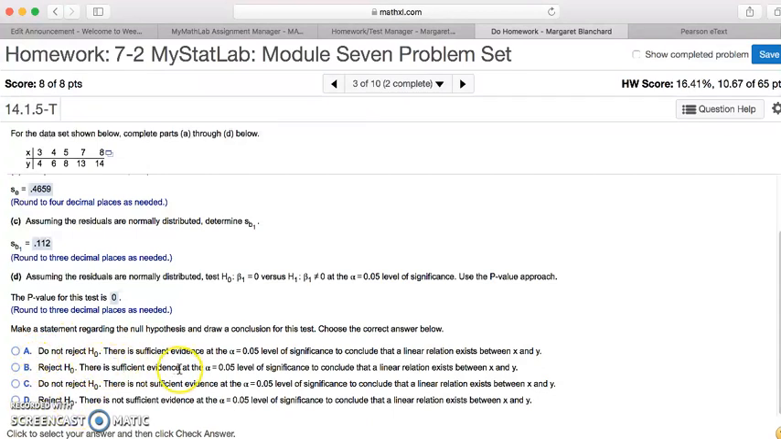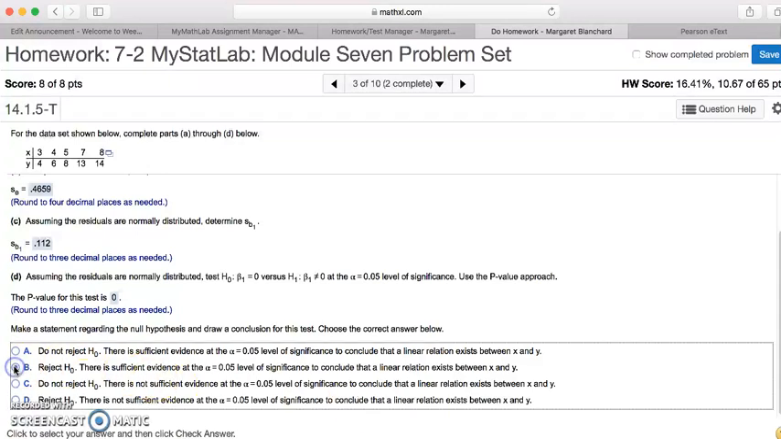It says there is sufficient evidence at the alpha equals 0.05 level of significance to conclude that a linear relation exists between x and y. Part D says the same thing, but it says there is not sufficient evidence at this level to conclude that there's a linear relationship. Now remember, we talked about our alternative hypothesis where beta 1 is not equal to 0 means that there is a linear relationship. And when we reject the null hypothesis, we say that there is sufficient evidence to support the alternative. So in that case, that means B.